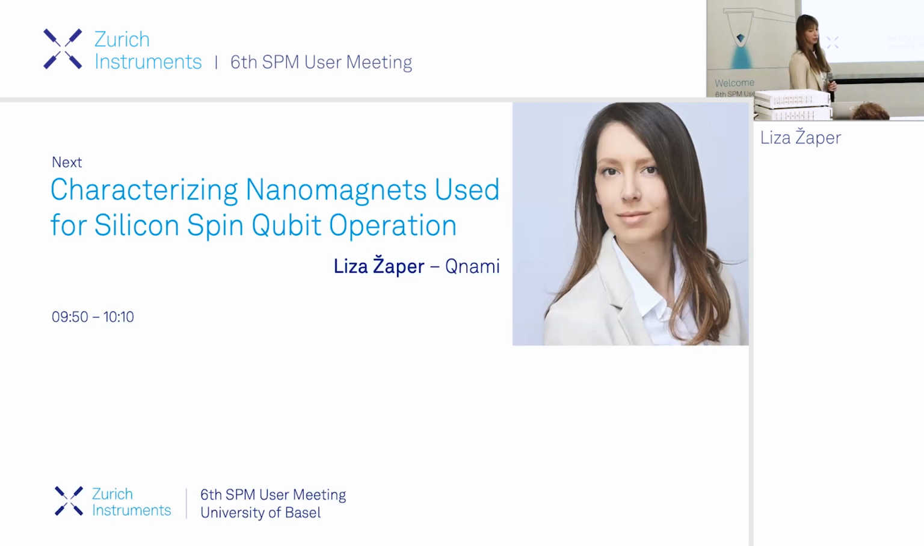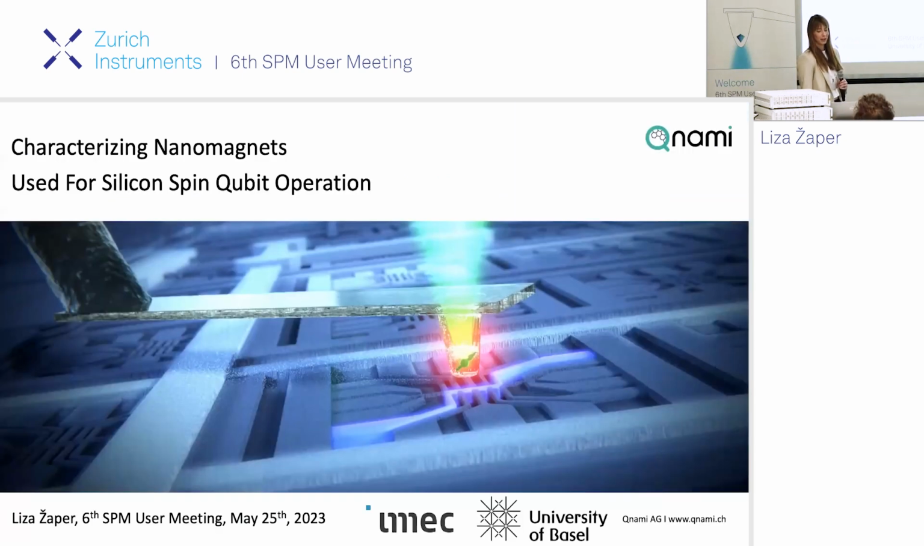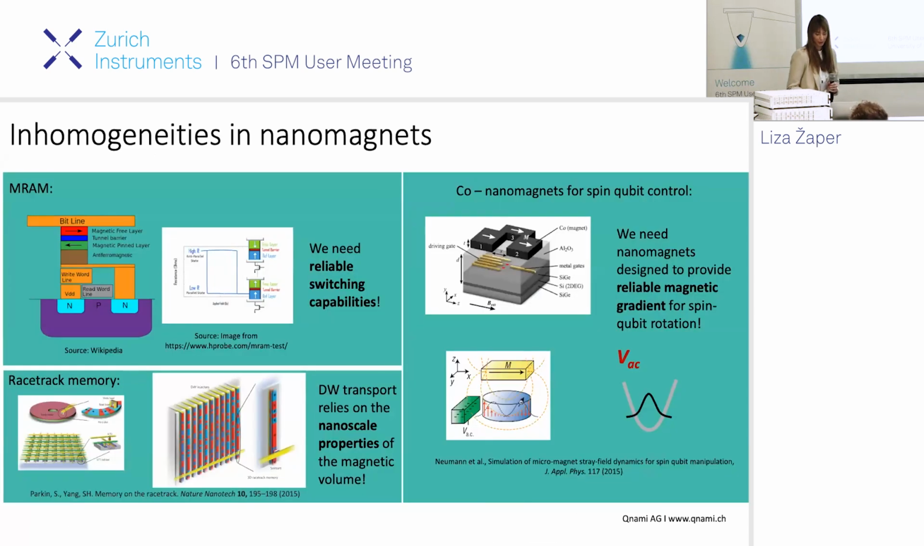Hi everyone. Today I will present characterizing nanomagnets used for silicon spin qubit operation. Inhomogeneities in nanomagnets are a major problem for development of all devices on the nanoscale.